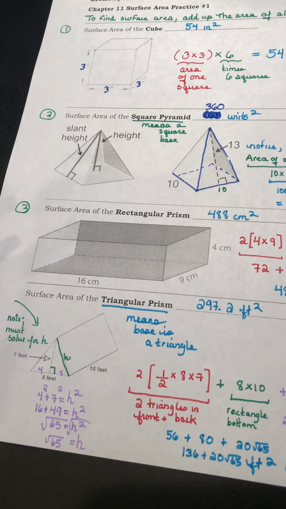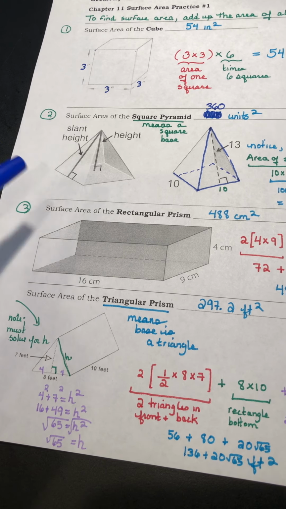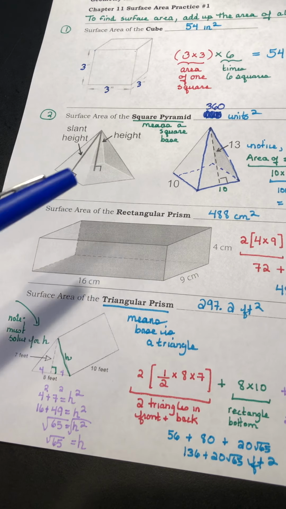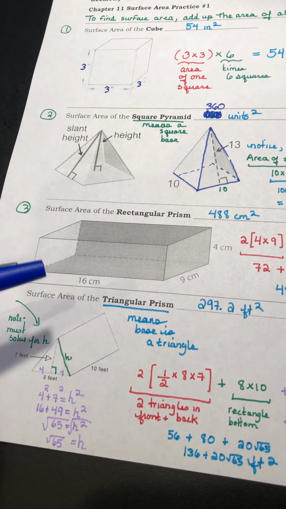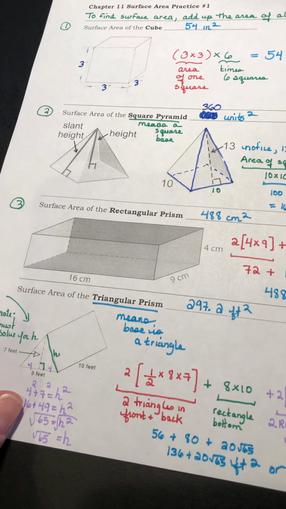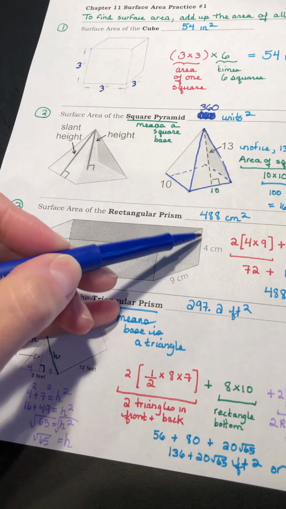Okay, I want to work out problem number 3 and also the problem below number 3. So I want to find the surface area of a rectangular prism, and all I'm going to do is add up the area of all of the outside surfaces. So you can kind of start anywhere you want. I'm going to start with the surface on the right.